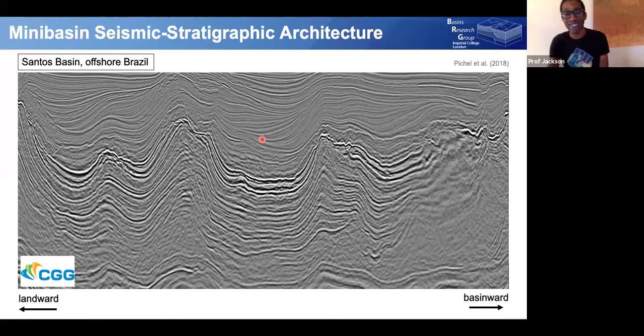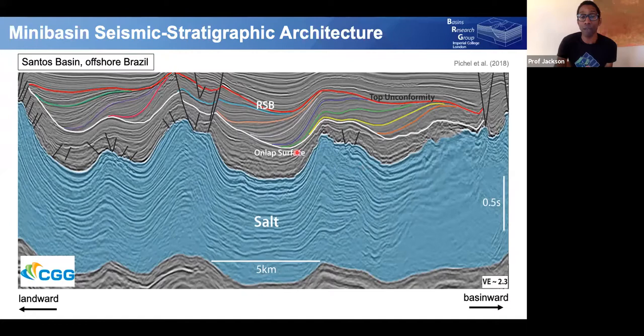But I saw these rather odd landward dipping packages within the overburden in the Santos Basin. This is on the Sao Paulo Plateau. If I just show you the interpretation here, here's the top salt. We have an Albian broadly isopachous layer in here with the white horizon at its top. And then we have these colored horizons defining these growth packages within this rather weird looking depocenter. Because if you notice above this top unconformity, things get kind of flat and well-behaved again. And I never really knew what they were.